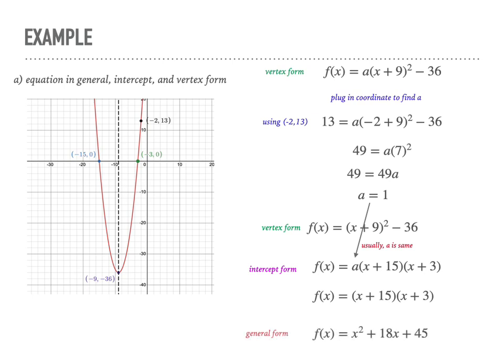And for the general form, all you have to do is FOIL out the vertex form, and you'll get that the general form is x squared plus 18x plus 45. Remember, the general form is just the expanded version of the standard or vertex form of the quadratic function. So just explain it out any way you like.